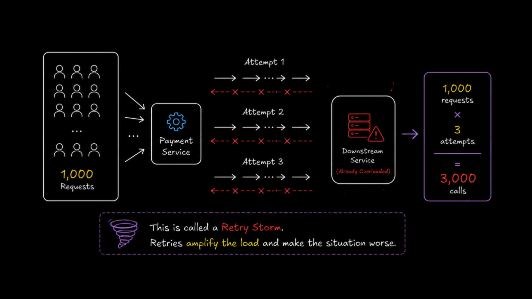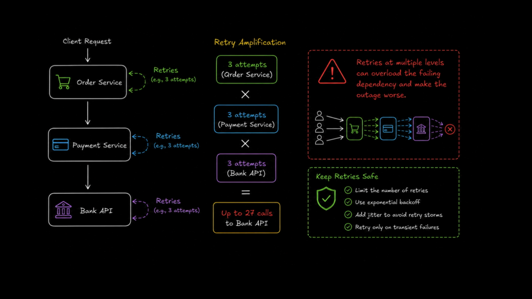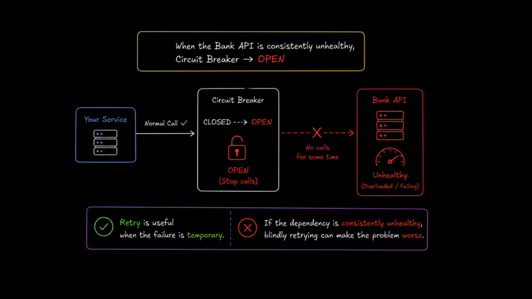This is often called a retry storm, and it can become even worse when retries happen at multiple levels, right? Now retries can amplify as requests move through the call chains. Instead of helping the system recover, we can unintentionally put even more pressure on the failing dependency. That is why retry should be limited and carefully designed with techniques such as backoff and jitter. And this is another place where circuit breaker helps. Once we determine that the bank API is consistently unhealthy, we should stop sending new calls to it for some time. So remember, retry is useful when the failure is temporary, but if the dependency is consistently unhealthy, blindly retrying can make the problem worse.